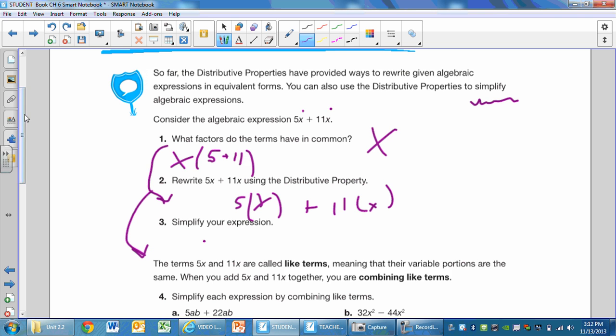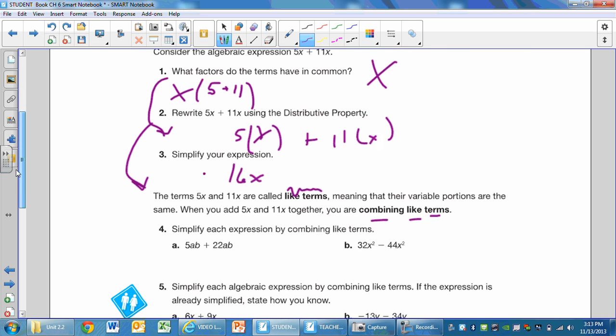All right. The terms 5x and 11x are called like terms. Like terms, meaning that their variable portions are the same. When you add 5x and 11x together, you are combining like terms. So the final thing I could do to simplify my expression is write 16x. 5 plus 11 is 16, so 16x.